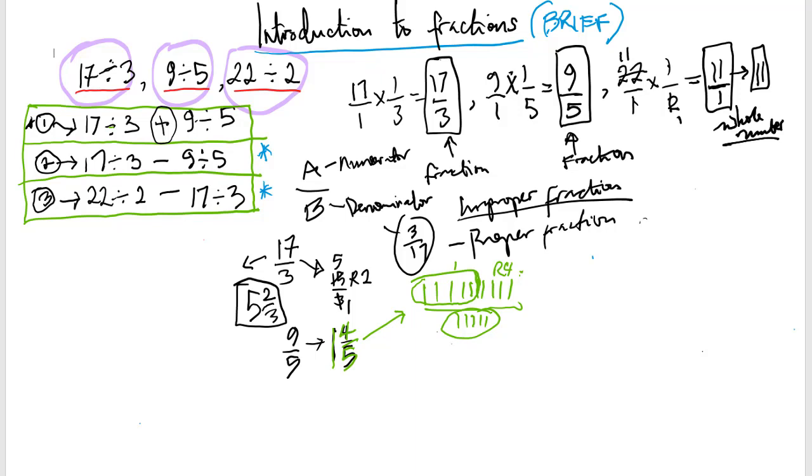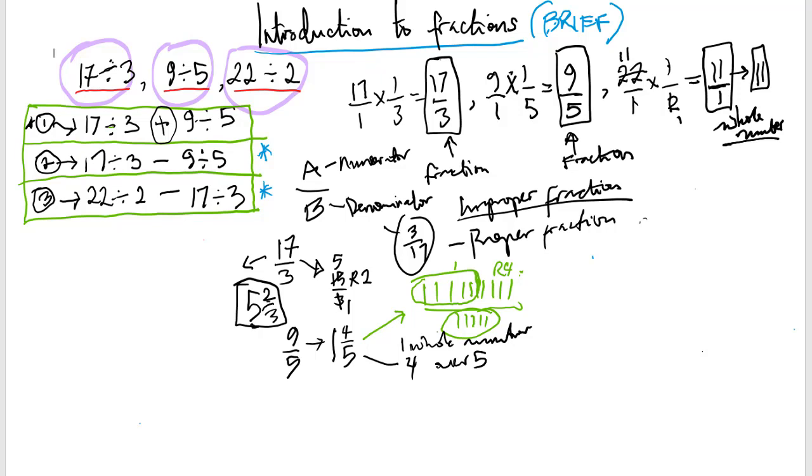Okay, one whole number 4 over 5. So it's called one whole number 4 over 5. Same thing here: 5 whole number 2 over 3.